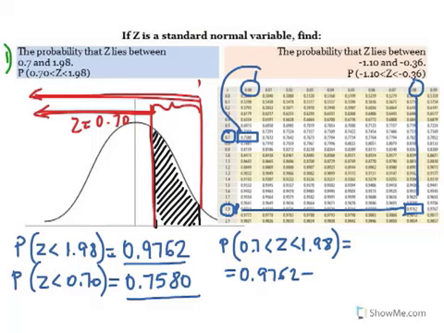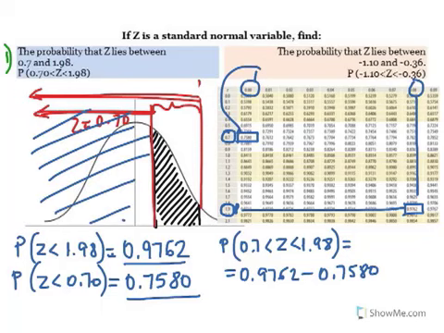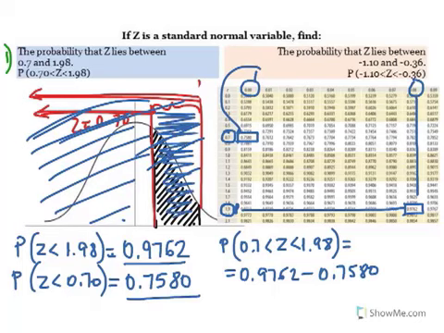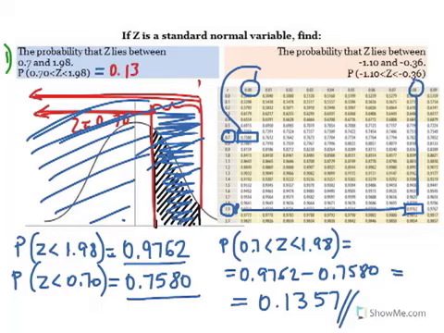So that's going to be equal to 0.9762 minus 0.7580. So the probability for the area that is smaller will be subtracted from the larger one to find this area here in the middle. That's what we want. And that's going to be equal to 0.1357. So this probability here will be 0.1357.